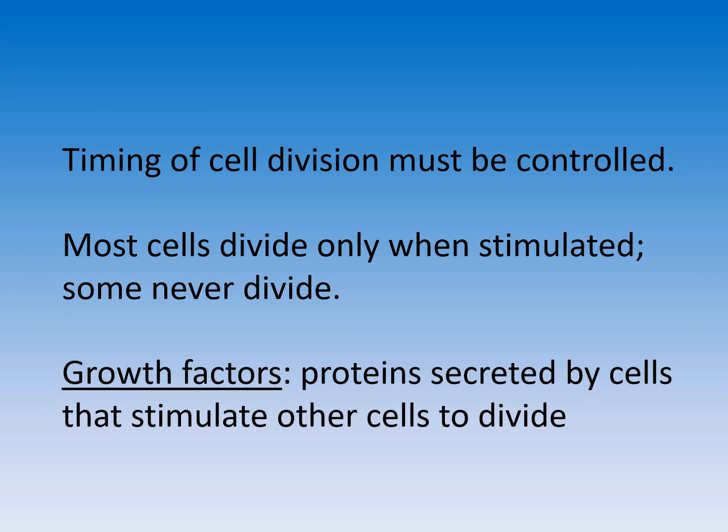The timing of cell division has to be very, very tightly controlled. You want cells to only divide when they are stimulated, so that you can control this. You don't want them just randomly dividing. Some cells will never divide. Usually they're stimulated by growth factors. There's a growth hormone that releases these growth factors that stimulate different cells to divide.